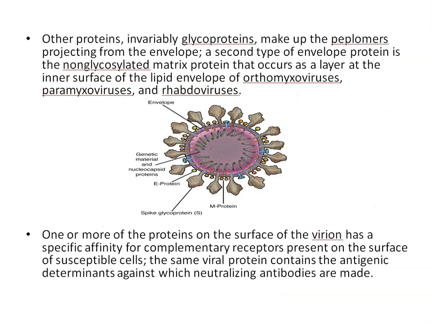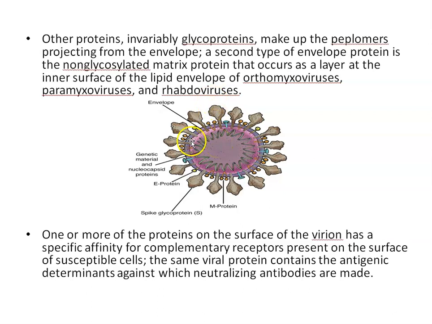Other proteins like glycoproteins make up the peplomers projecting from the envelope. A second type of envelope protein is non-glycosylated matrix protein that occurs as a layer at the inner surface of the lipid envelope, in the case of paramyxoviruses, orthomyxoviruses, etc. Here in this picture, it's a diagram of coronavirus.